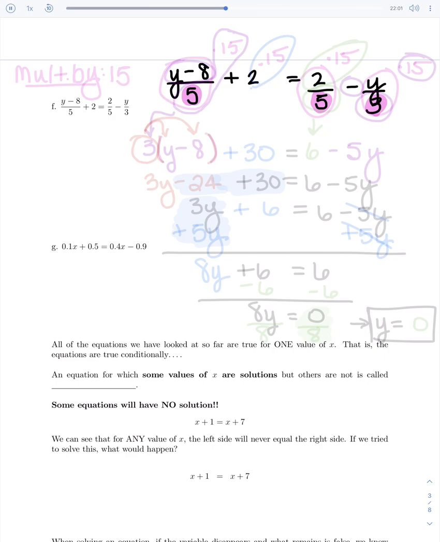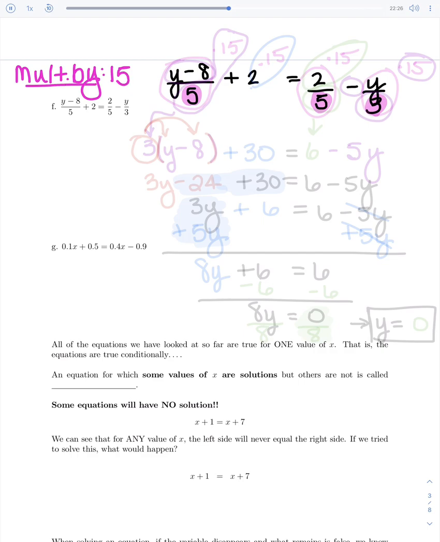Remember that fractions happen because we're dividing by something. So how we're going to get rid of the fractions is by multiplying. What are we going to multiply by? We're going to multiply by the common denominator. What would be a good common denominator between all of these? We've got 5s and 3s, so we're going to multiply by 15.